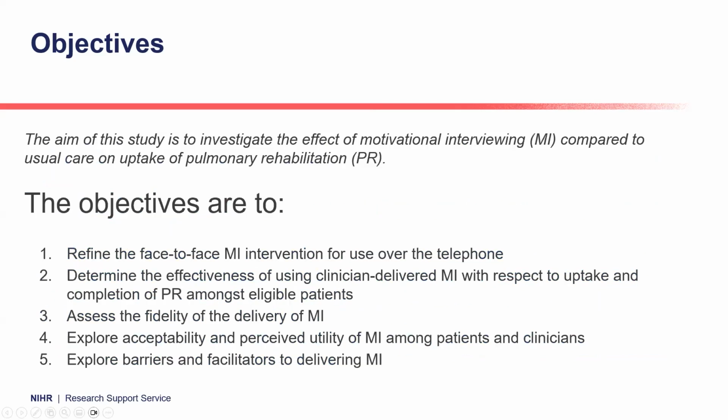So in this example, what we'd probably go for is an aim of the study is to investigate the effect of motivational interviewing compared to the usual care on the uptake of PR. Then our objectives would be something like: refine a face-to-face motivational interviewing intervention that you can use over the telephone. And then you might put work package 1 in brackets after that. Then our objective 2 would be to determine the effectiveness of using a clinician-delivered MI with respect to uptake and completion of PR amongst patients. That could be work package 2.